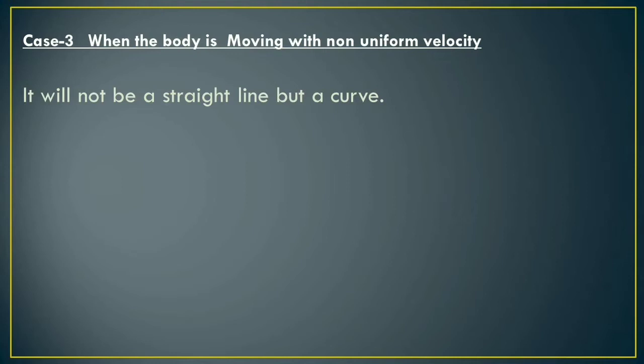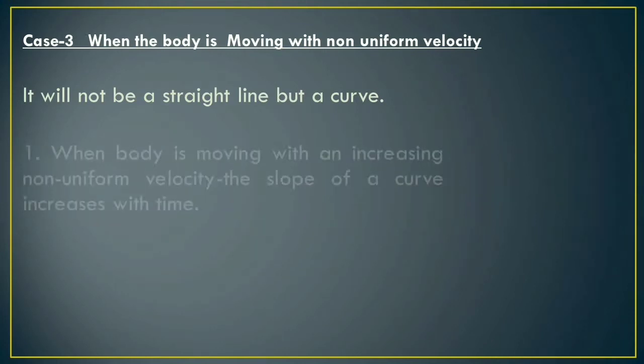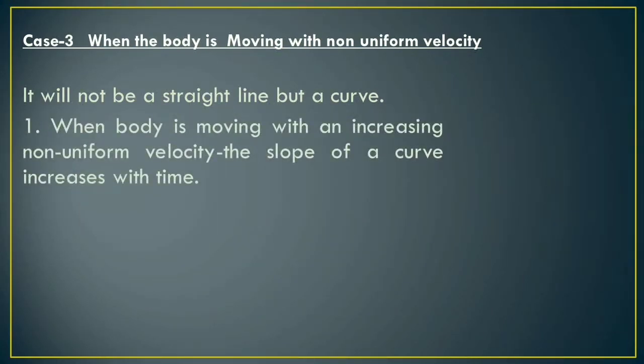So here also we see that two possibilities can occur. That means it will not be a straight line but a curve. The first possibility is when the body is moving with an increasing non-uniform velocity. So what will happen?